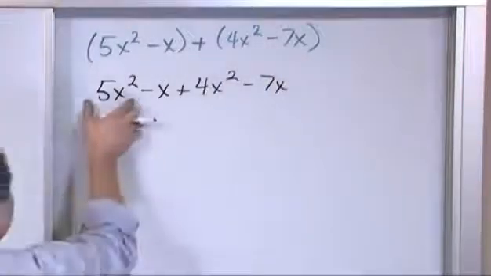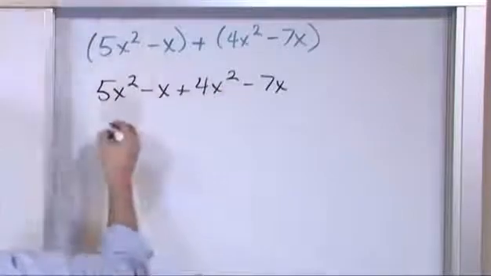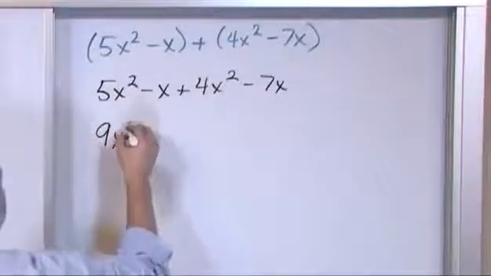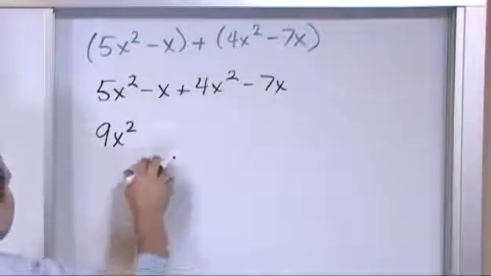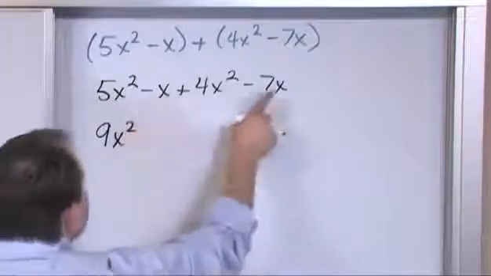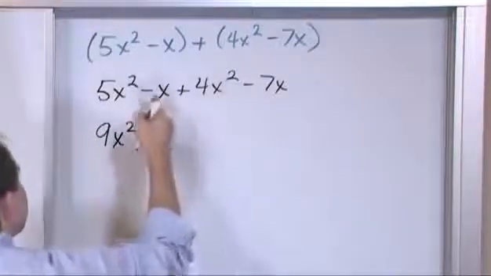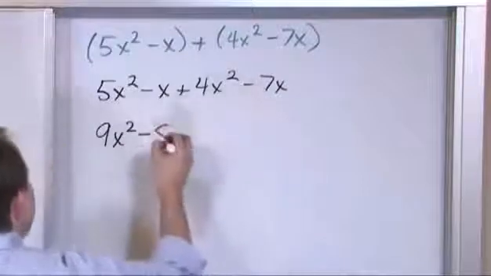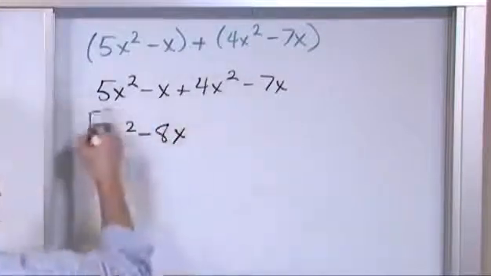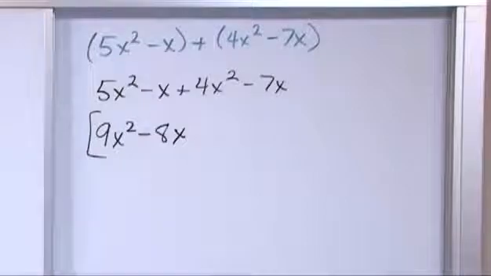Now we notice 5x squared and 4x squared are like terms. It's going to give us 9x squared. And then we look for other like terms. We have an x here, negative x really, and a negative 7x. So that's going to give us negative 1 plus negative 7. It's going to give us negative 8. 8 what? 8 x's. So we have 9x squared minus 8x.